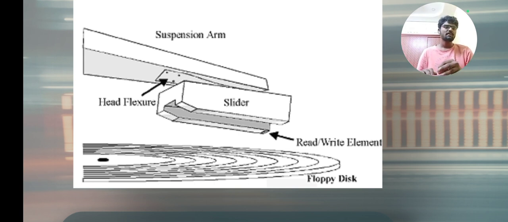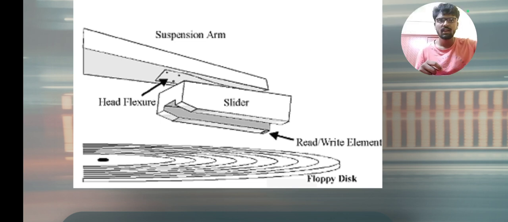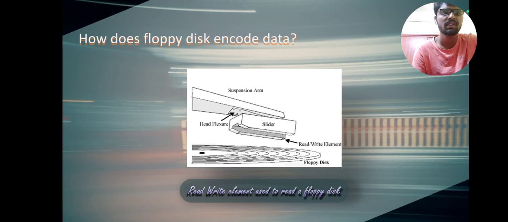In earlier times, you might have heard about a gramophone. When we keep a CD on a gramophone and play the music of our choice, the CD gets rotated, and the pointer and the slider keep on pointing at the CD as it keeps rotating. So this is how a floppy disk also works in the same manner, as you can see here.